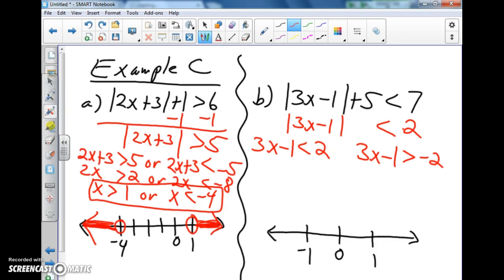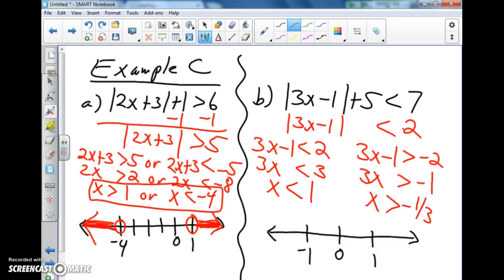You add 1 to both sides, right? So you're going to have this there, and you're going to have this. And now what do you do? Divide by 3. So x is less than 1, and x is greater than -1/3, right? There's your answer.